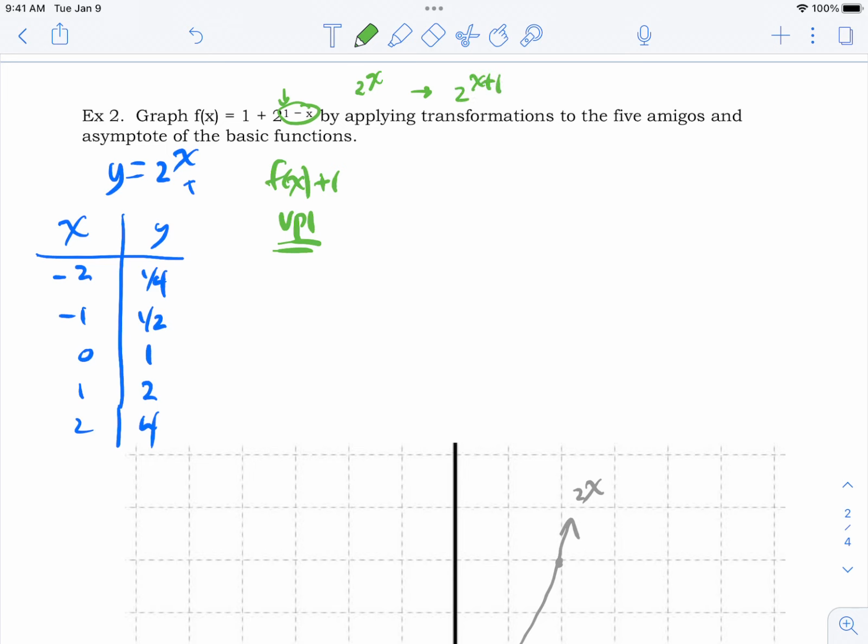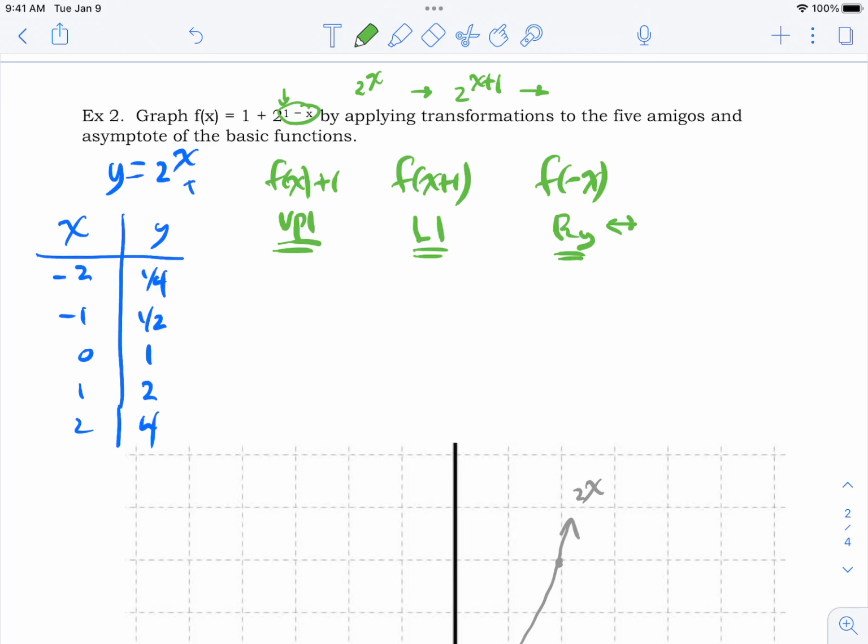Because x plus 1 and 1 plus x are the same. So that means I'm replacing the x with an x plus 1. Do you recognize what that does? That's going to be a left by 1. Okay, cool. So now I'm at here, and now I just got to get that x to be negative. So take the x and make it negative. Remember what that does? That would be a reflection across the y-axis, which means left-right, like this.